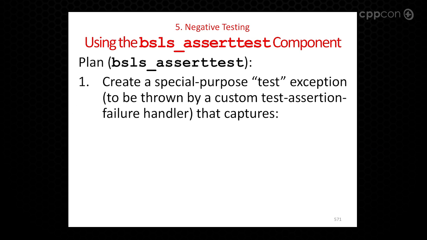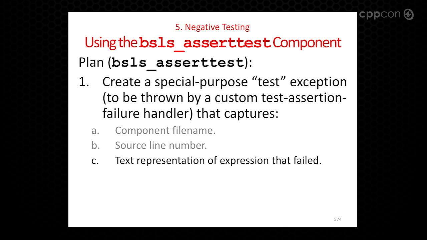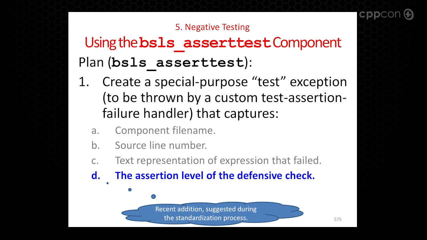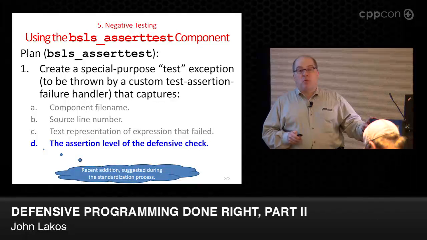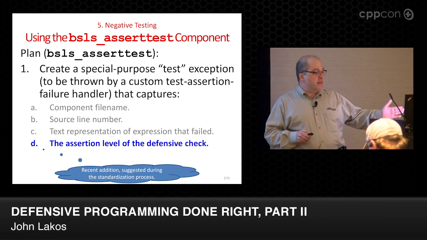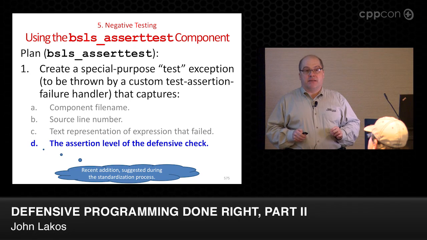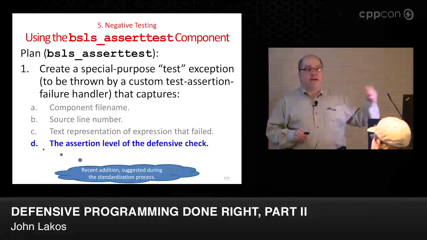So here's the plan. Create a special purpose test exception. As I just said: component file name, source line number, text representation of expression that failed. So we have all three of these things. That's built in. Now, a fourth one was suggested, the level of the defensive check. And because we've been going through various reviews, now we have a struct that describes what's happening. Well, we're just going to add this fourth thing there. Okay, so this is the information that gets passed to the handler by a struct.